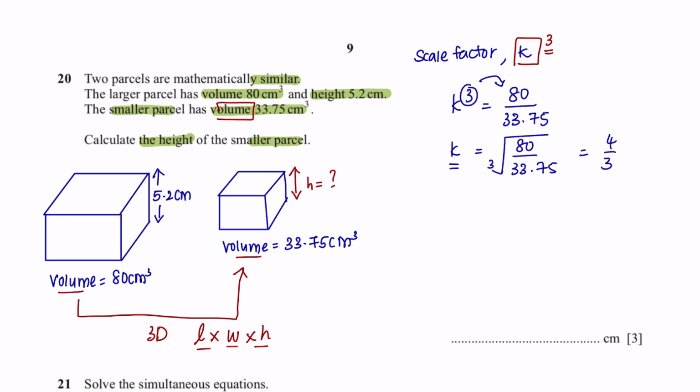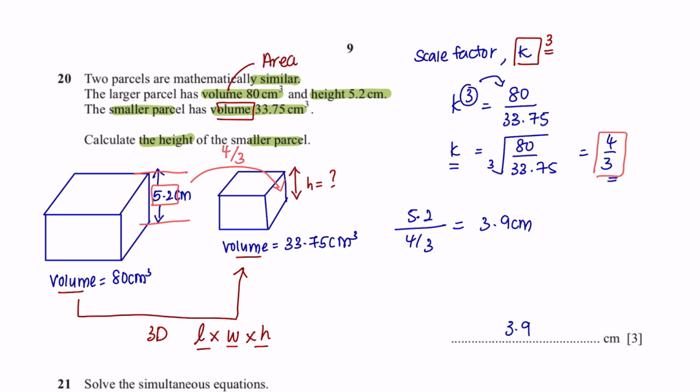Okay, now that we have obtained the value of k, we can use this to find the height. So if the larger volume has a height of 5.2, it gets smaller by 4 over 3. So 5.2 centimeters divided by 4 over 3 would give us 3.9 centimeters. Remember that if this question was comparing the area of two mathematically similar shapes, then your scale factor would be k to the power of 2. If you're comparing just two mathematically similar lengths, then it would be k to the power of 1, which is just k.